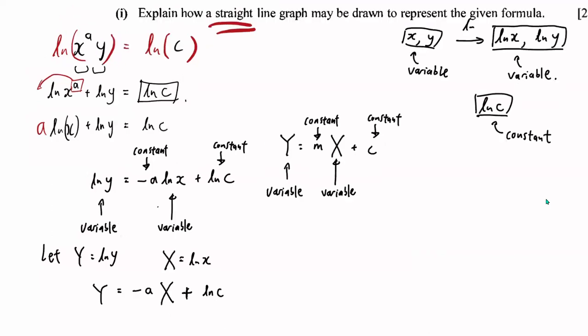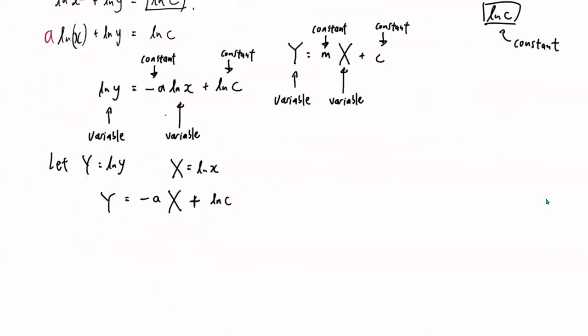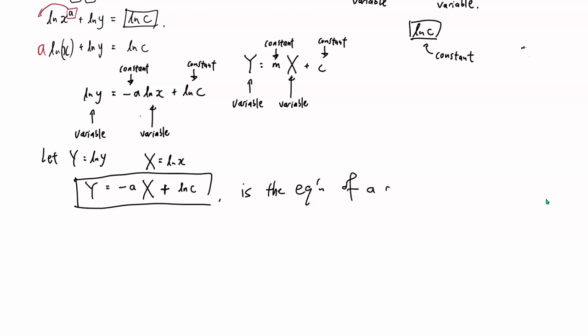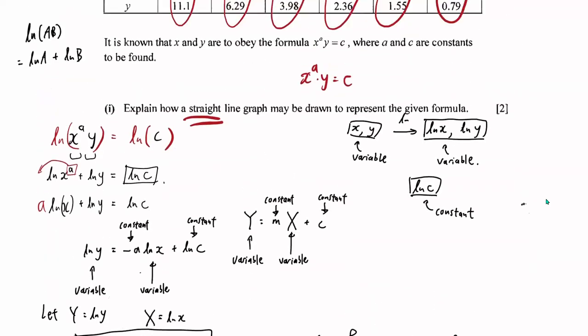Very good. So explain how a straight line graph may be drawn. The explanation is you can get this format, and I think this is good enough. This is the equation of a straight line. That's it. Is that okay?